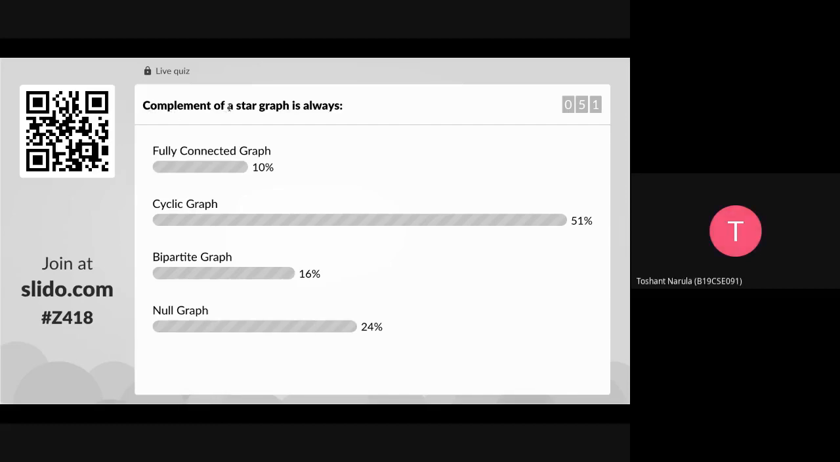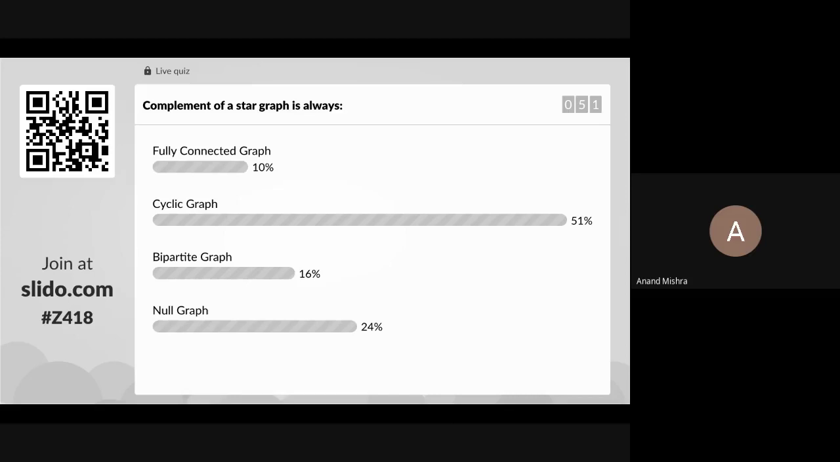Sir, but the central vertex will not be connected to anyone, so how can it be a cyclic graph? Sorry, yes, for 2 and 3 nodes it will not be. That's why this question is wrong. If you have a 2 node star graph, it will not be cyclic. If it is a 3 node star graph, it will not be cyclic as well, because you have just 3 nodes, so you will have just one connection. But if you have 4 nodes, what will happen? 1, 2, 3, and then you will have a cycle.